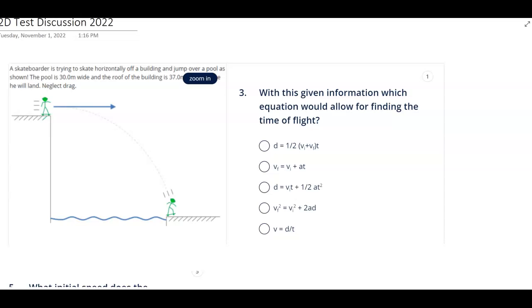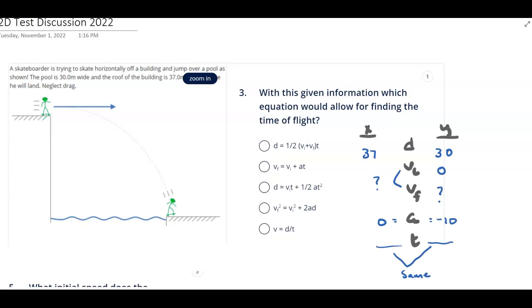Looking at the most missed questions on the two-dimensional motion test for 2022, I want to look at 3, 5, 13, 18, and 19 as those with the worst performance. Question number 3 is based on a skateboarder trying to skate horizontally off a building and jump over a pool. This is a horizontal launch, so I would simply list my DVAT. Because it's both vertical and horizontal, I would list them separately.